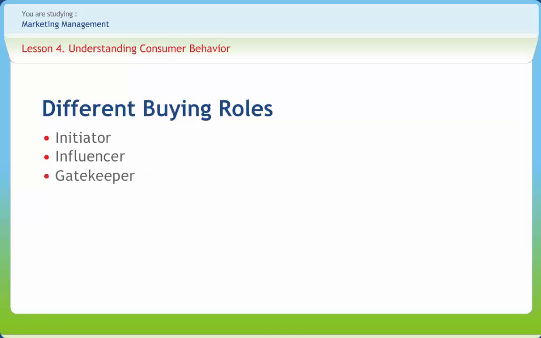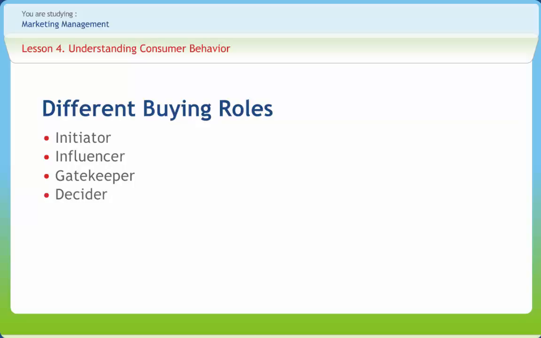The gatekeeper is a person who allows certain information to flow and restricts flow of some set of information. Parents play the role of a gatekeeper in selection of television channels for children. The decider is a person who ultimately determines any part or the whole of the decision process. That is, whether to buy and what to buy, how to buy, when to buy or where to buy. In the event of buying a mutual fund product, the individual or head of the family plays the role of the decider.